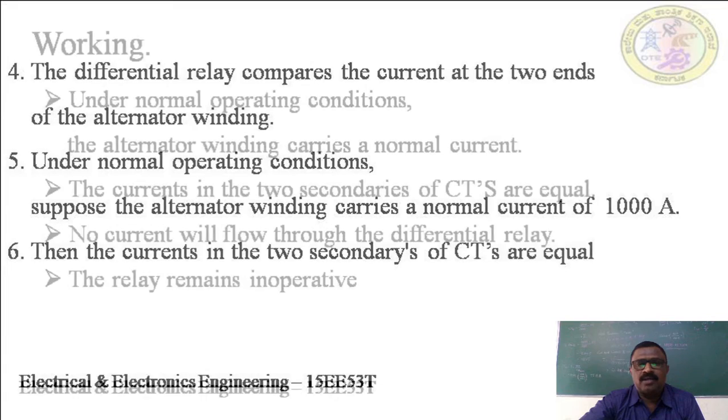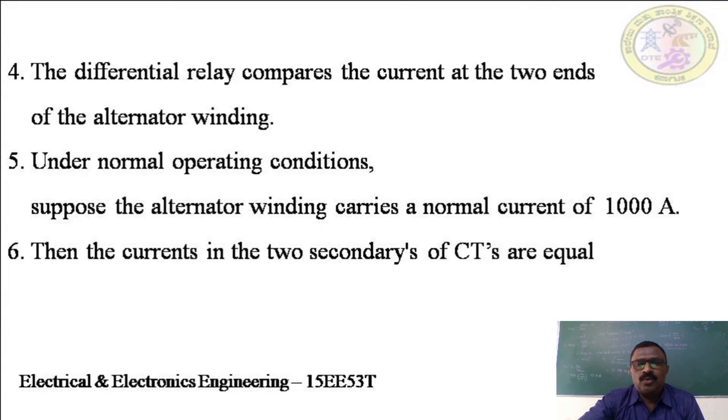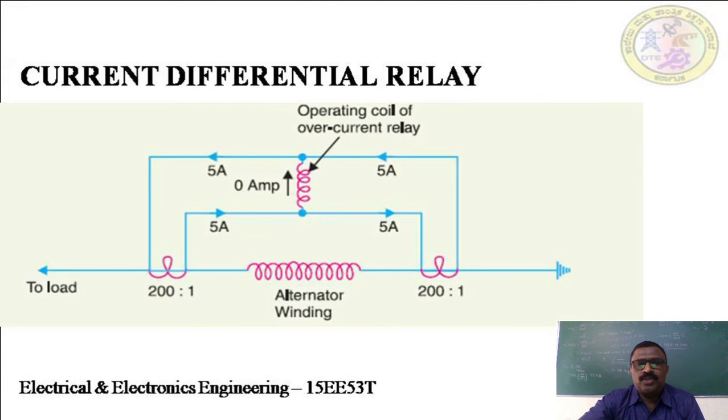Whenever the currents are equal, the amount of current passing through the relay operating coil becomes 0. This is the current entering and this is also the current entering, and these two flow in opposite directions. Whenever they flow in opposite directions, the difference, 5 minus 5, gives 0 amperes through the operating coil of the overcurrent relay. Whenever 0 current flows through the relay operating coil, the relay is said to be inoperative.